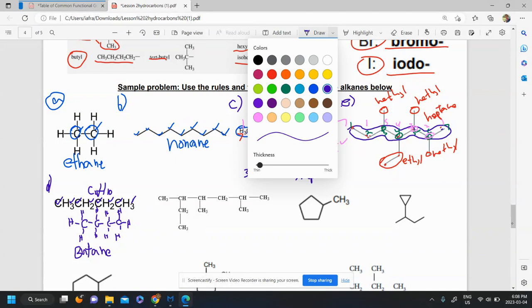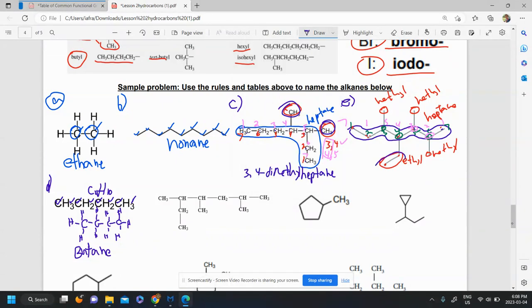So we'll start with our ethyl group first, because that's in alphabetical order. Ethyl is at position 4. So we have 4-ethyl. Then our methyls, we have 2, 3, 5. 2, 3, 5-trimethyl. And then heptane.